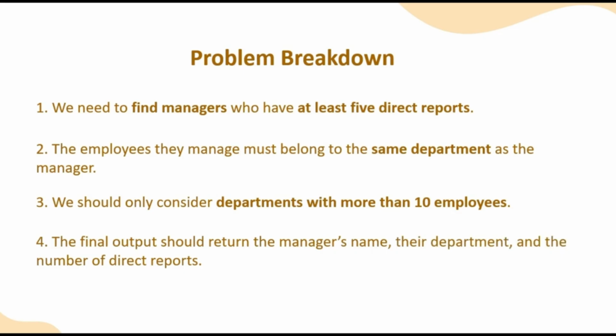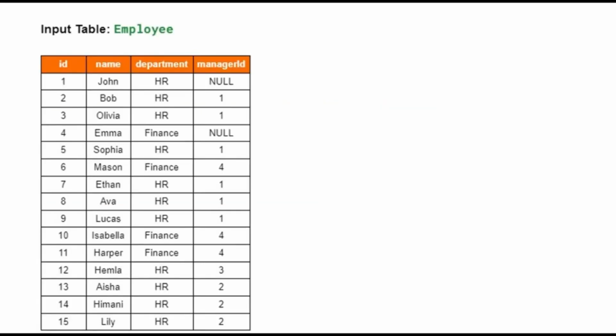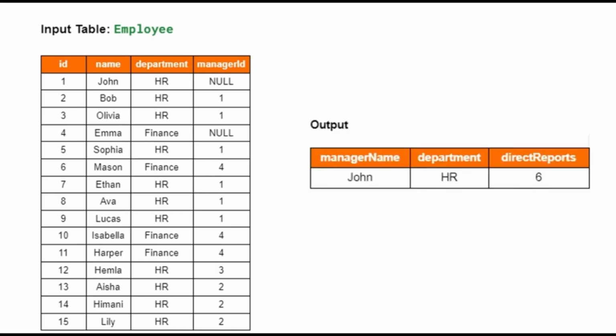So based on the question, let's take a look at the structure of the input table and the output table. So here is how your input table looks, and here is how your output table looks. Your input table lists employees with their respective departments and the manager ID. And your output table shows the managers who have at least 5 direct reports within the same department, along with their department and the count of direct reports.